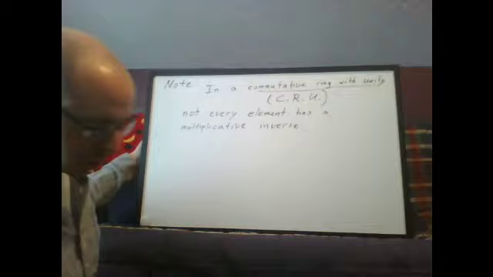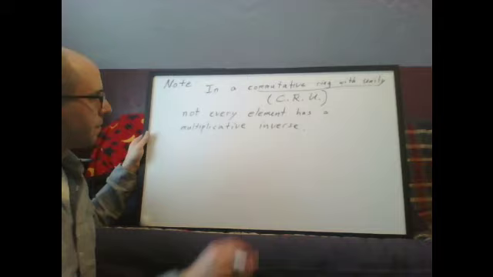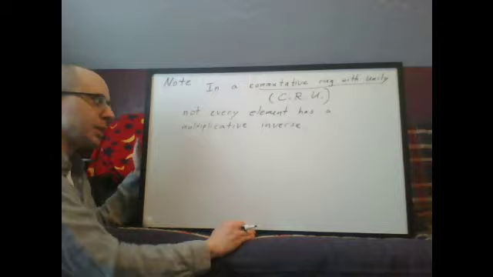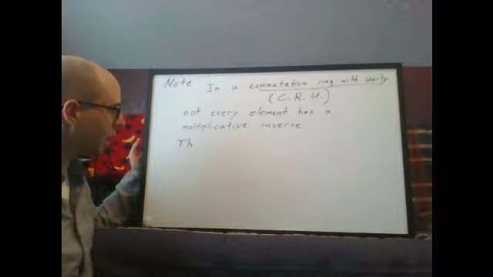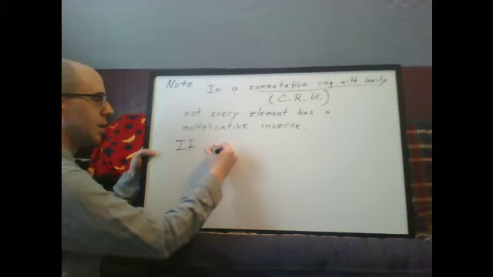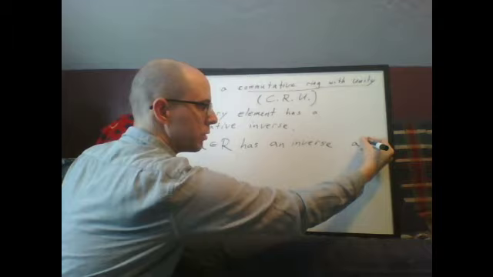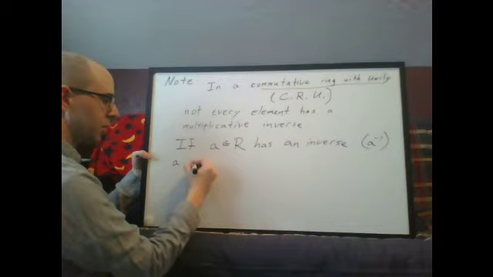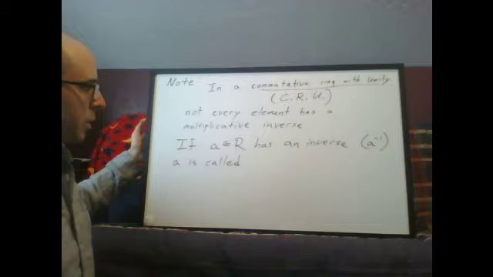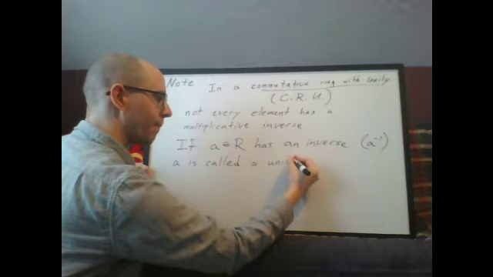I just thought of one minor issue I need to clear up in a second, but let me finish this definition first. So in a commutative ring with unity, not every element has a multiplicative inverse. If an element a has an inverse, and we're talking about multiplicative inverses here, we call it a inverse. Then a is called, and here's the definition that always gets everybody angry, I did not make this up, a unit of R.